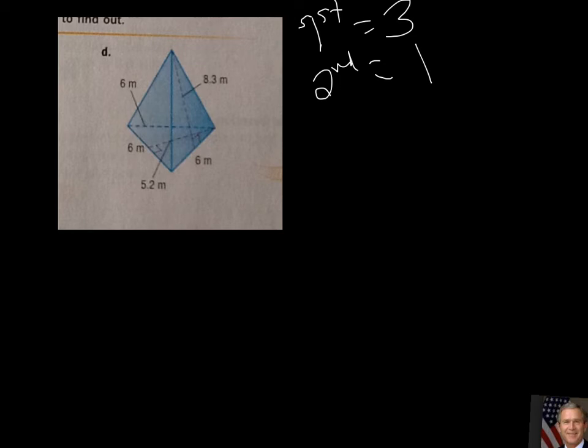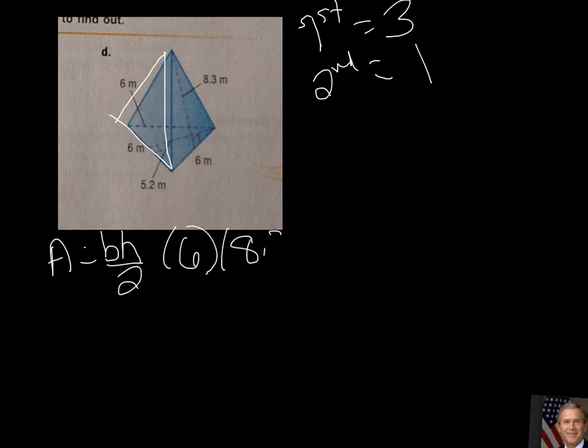So what I do is I find the area of both. So let's first find this area of this triangle right here. So remember, area of a triangle is base times height divided by 2. Well, my base is 6, my height is 8.3, and I have to divide all that by 2. So when you do that, you get 24.9.